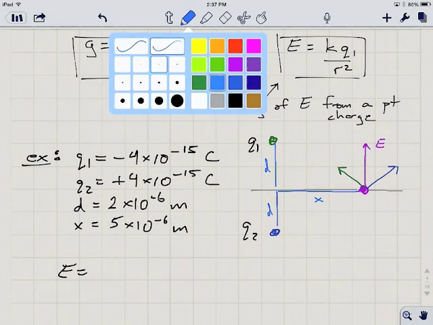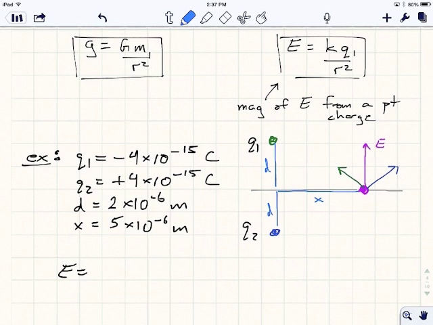Now we're going to use some geometry here. I can draw that line, and that is going to be the distance r from the charge to here, and I can define the sine of that angle as the opposite, d, over the hypotenuse, r. And this is going to come in handy in a couple of minutes.